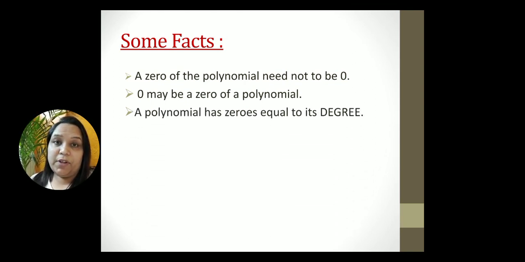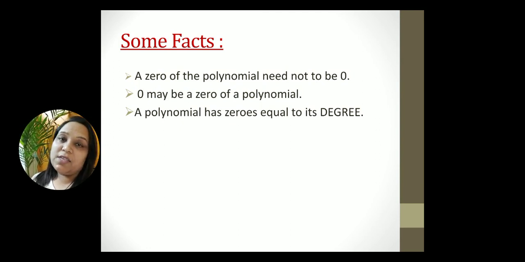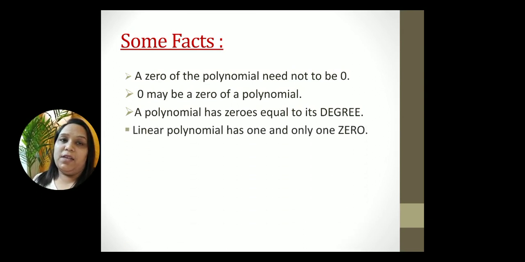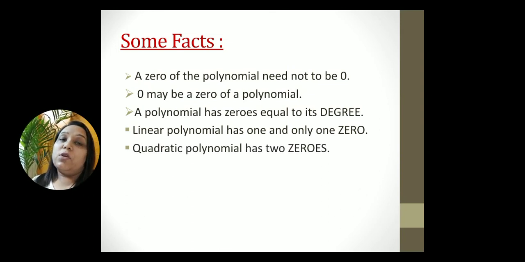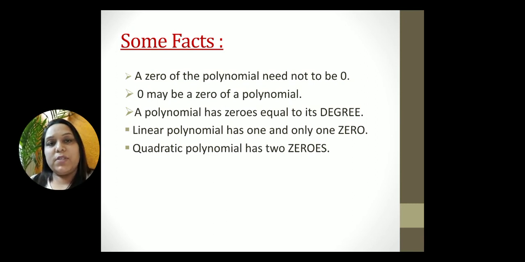Next, important thing, a polynomial has zeros equal to its degree. I know all of you know about the degree. Degree is the highest power of the polynomial. So for any polynomial, whatever is the highest power, whatever is the degree, that number of zeros it will have. Like a linear polynomial, it means degree 1, so it will have only 1 zero. If we are talking about a quadratic polynomial, it has degree 2, so it will have 2 zeros, and a cubic polynomial will have 3 zeros, like that.